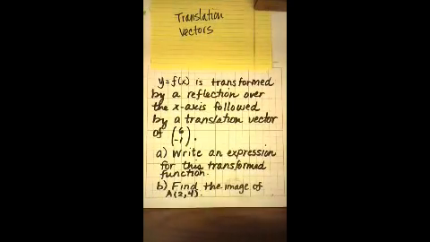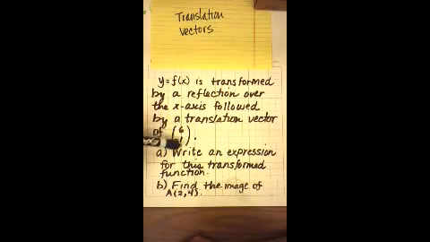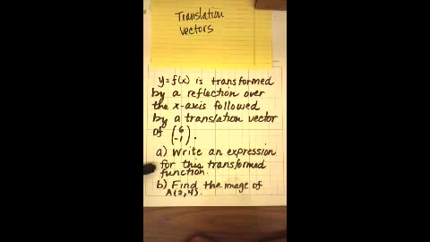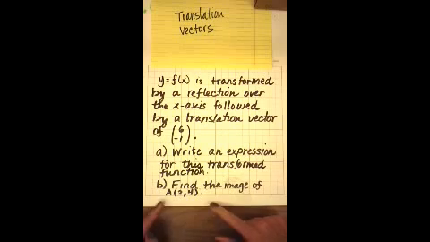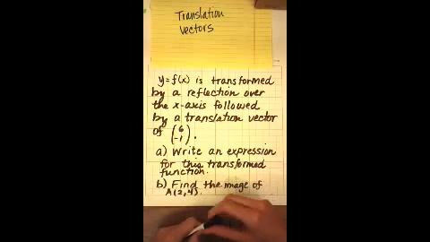A function y equals f of x is transformed by a reflection over the x-axis followed by a translation vector of 6, negative 1. We're going to write an expression for this transformed function, and we're also going to find the image of point A, which is at 2, 4, after it's transformed.